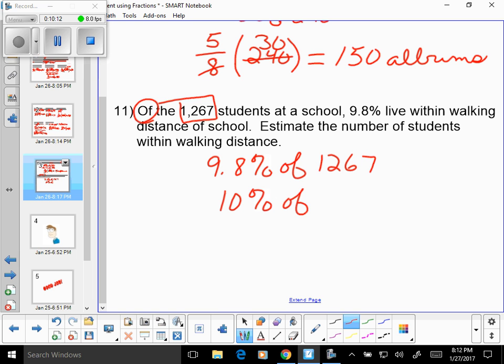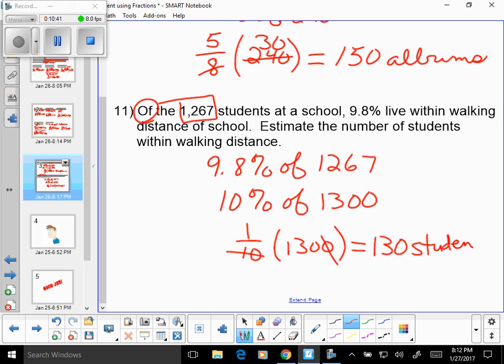I have students who go to 1260. I have students who go to 1270. I even have students that go to 1300. It's up to you. And this is where sometimes estimating gets to be hard. The easiest way to do it is to take it to 1300. Now I have 1/10 of 1300. This 10 is going to take off this last 0, and I'm going to get about 130 students live within walking distance of the school.